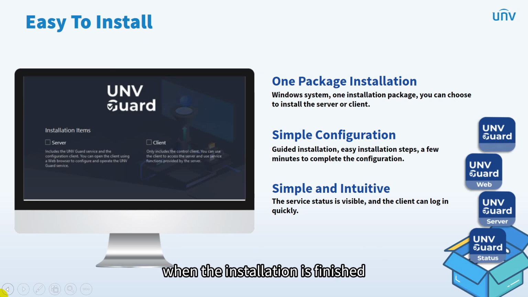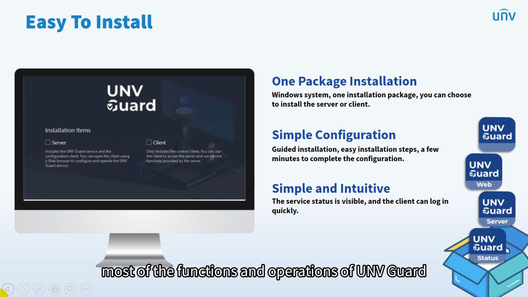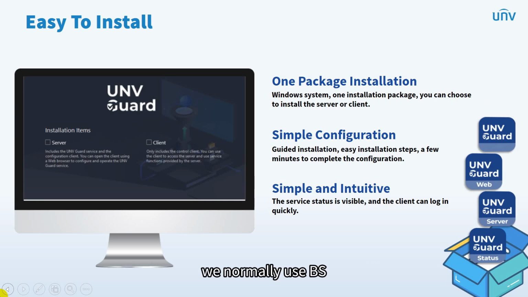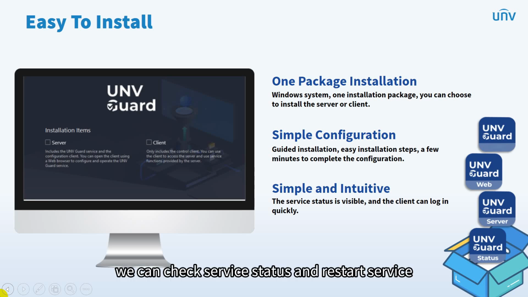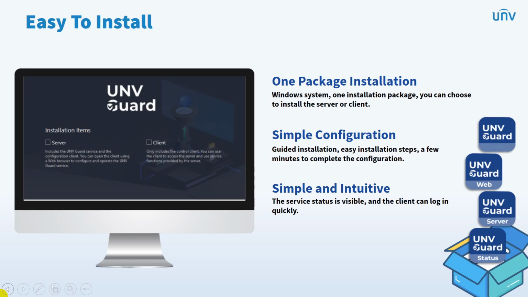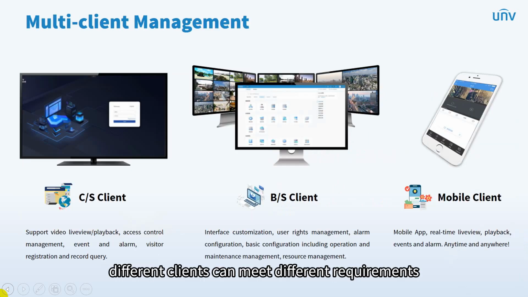When the installation is finished, you can see three shortcuts on the desktop: CS Client, BS Client, and Service Status. Since BS Client has most of the functions and operations of UNV Guard, we normally use BS Client for configuration and operation. We can check service status and restart service if UNV Guard doesn't work well. Different clients can meet different requirements.